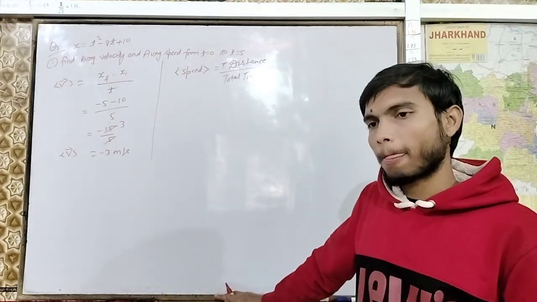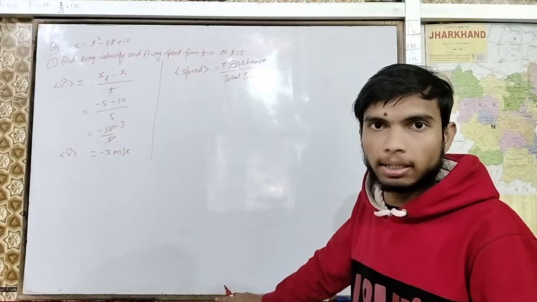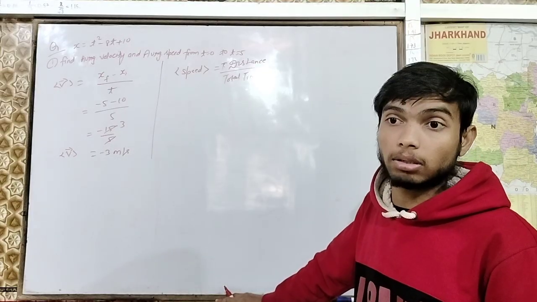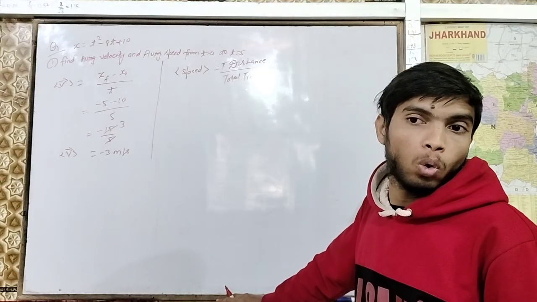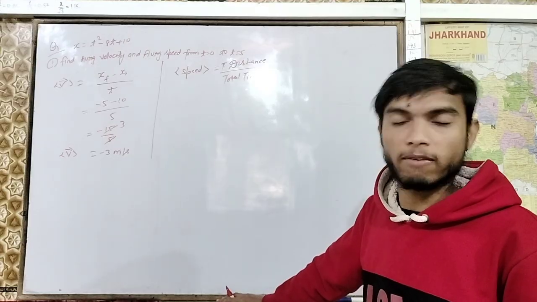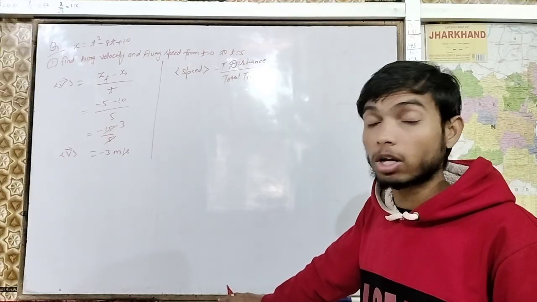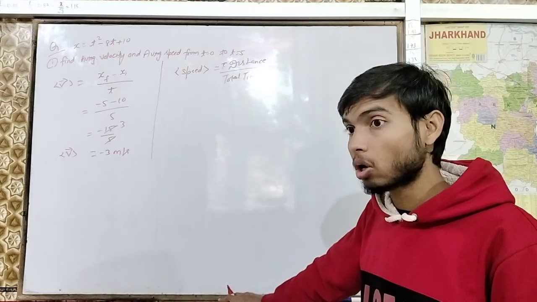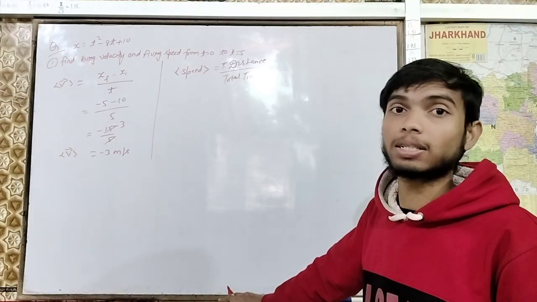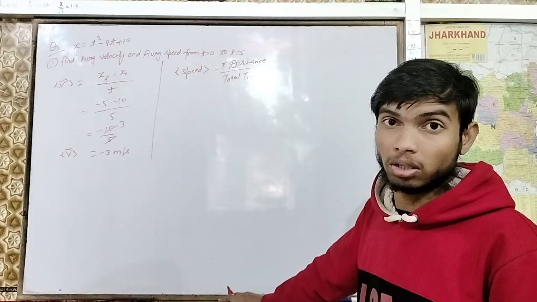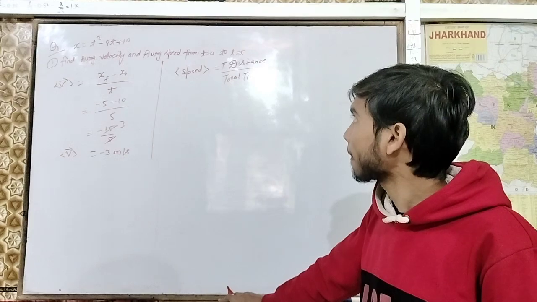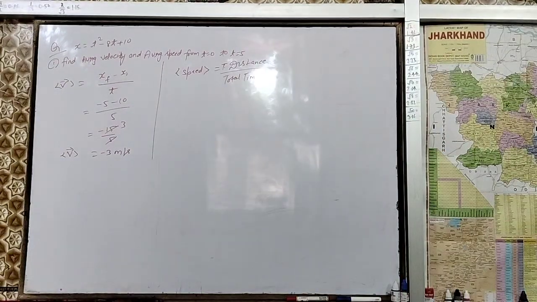Sometimes the body might have taken a turn. We know the initial, we know the final. But what about a turning point? We don't know whether the object has taken a turn or not.